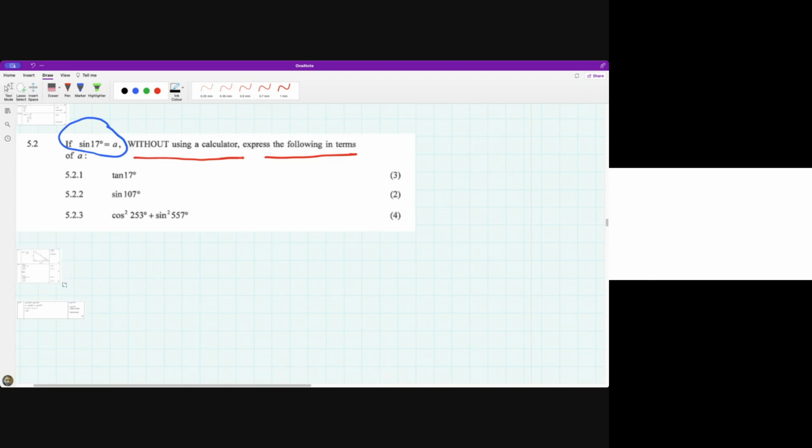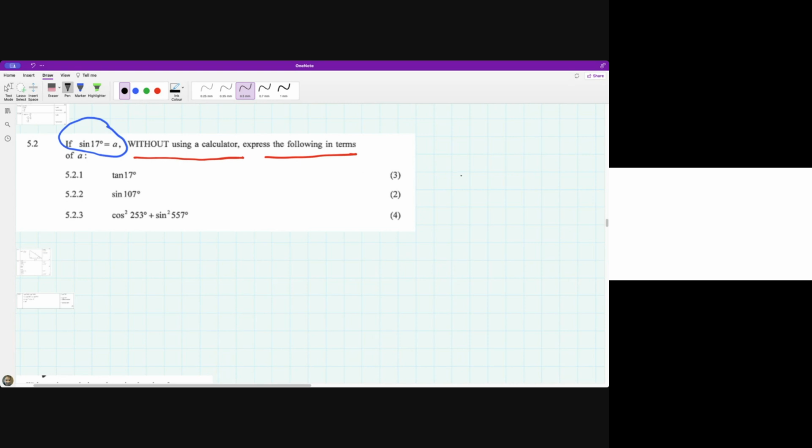It says without a calculator. What am I going to have to do to help me evaluate this? Tell me in the chat, what is the key idea that I'm going to have to do to evaluate this? If I'm not allowed to use a calculator, the only way I can get it is going to be with a drawing. But there's no mention of quadrants here.